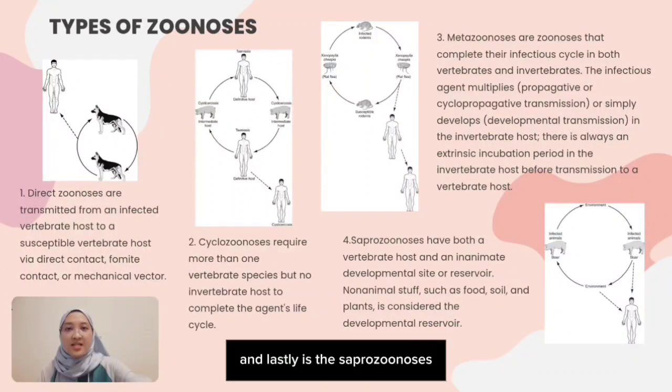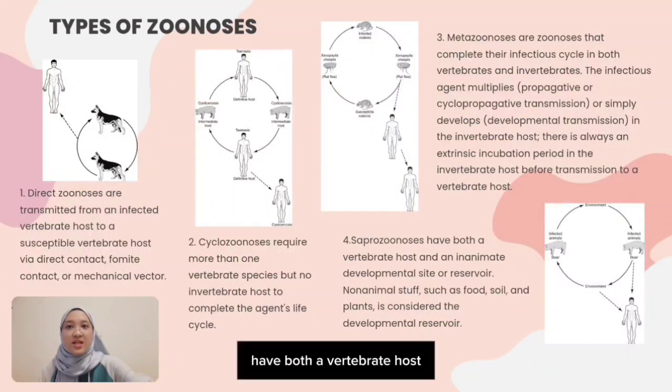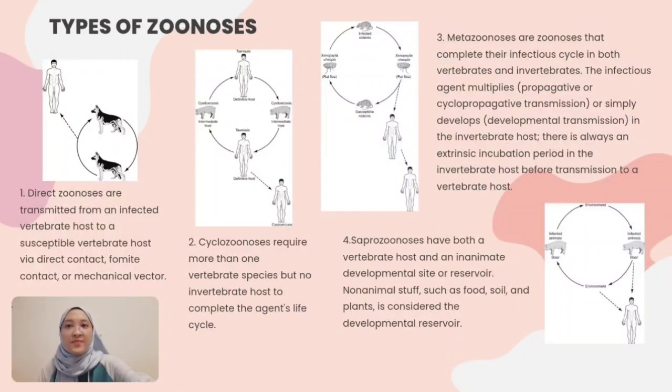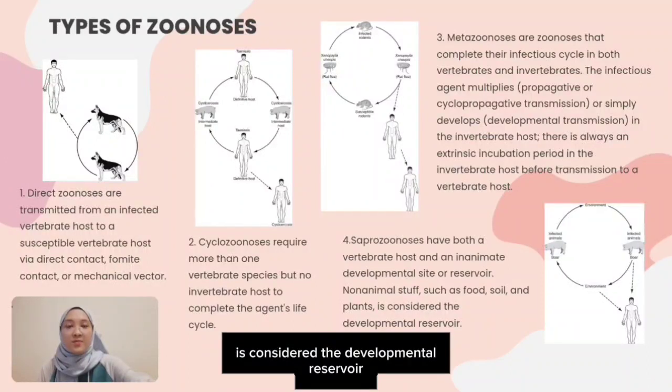And lastly is the saprozoonoses. Saprozoonoses have both a vertebrate host and inanimate developmental site or reservoir. Non-animal stuff such as food, soil, and plant is considered the developmental.